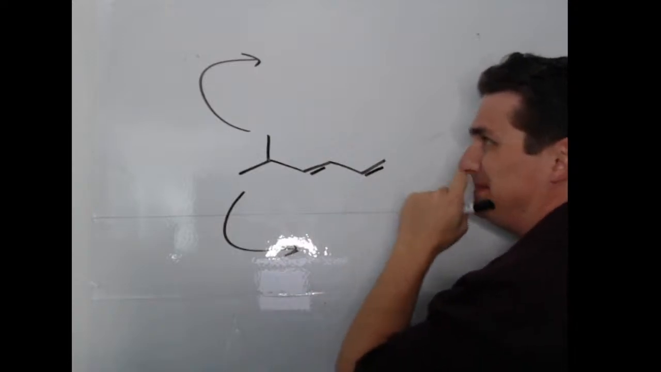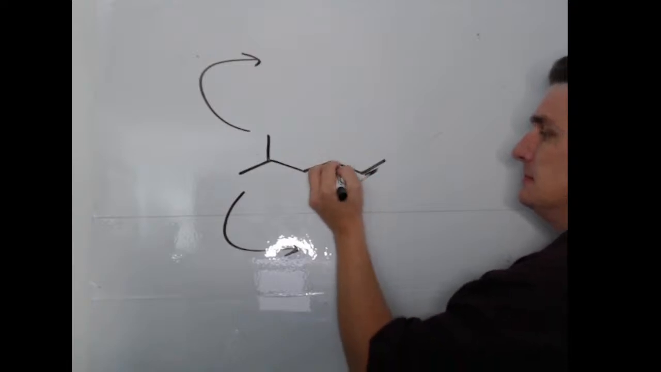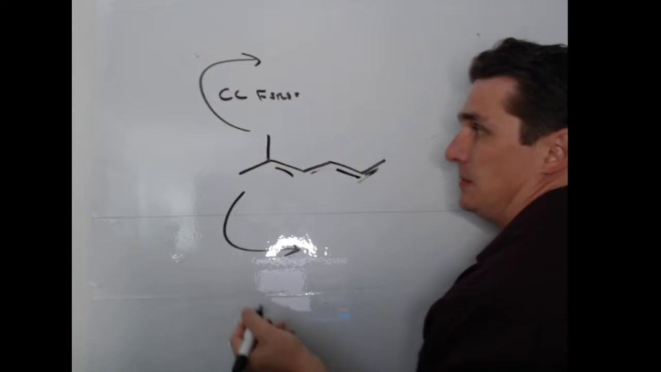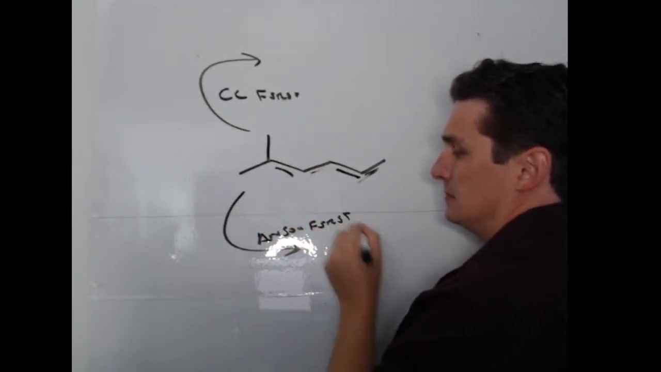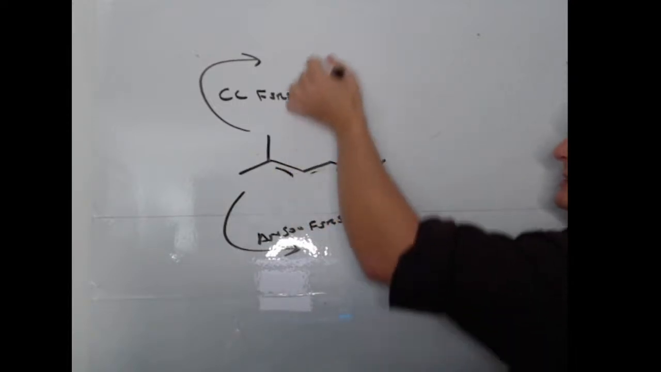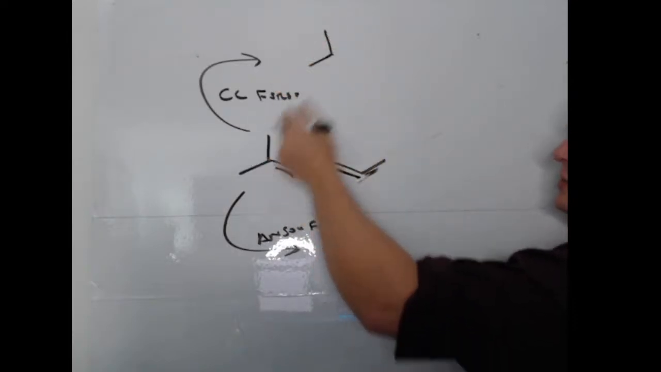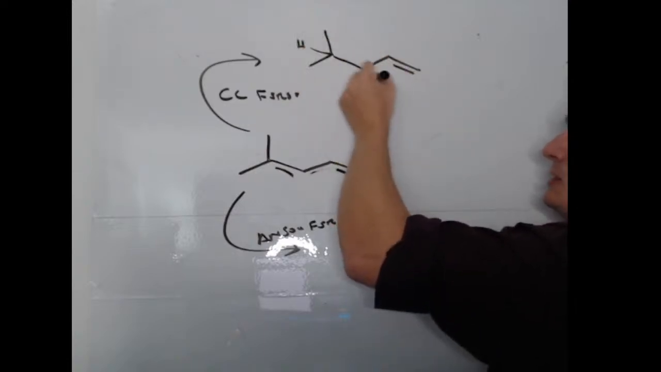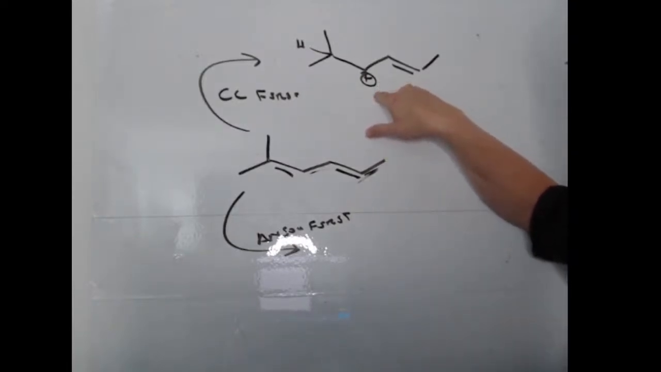So pathway 1 says we generate the carbocation first. Pathway 2 says we consider the anion first. If we form the carbocation first, that's by hydrogen attack. So what we're going to do is take our double bond and attack a hydrogen. And the most stable carbocation here is going to be one that is allylic to the double bond.